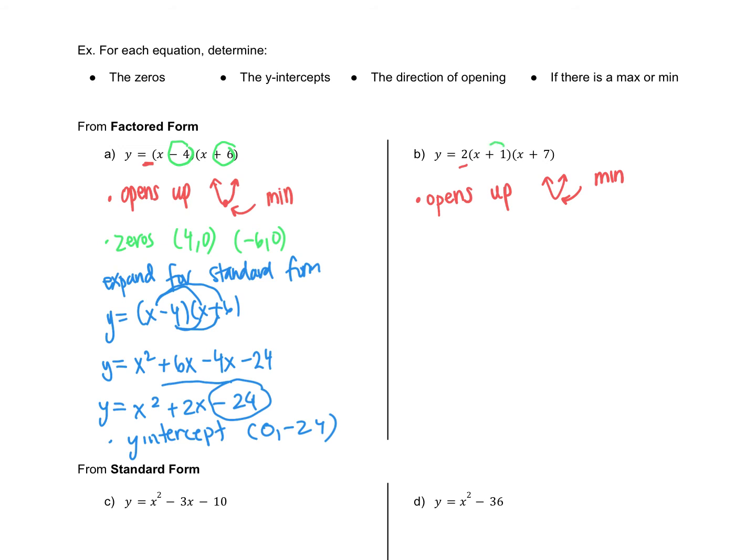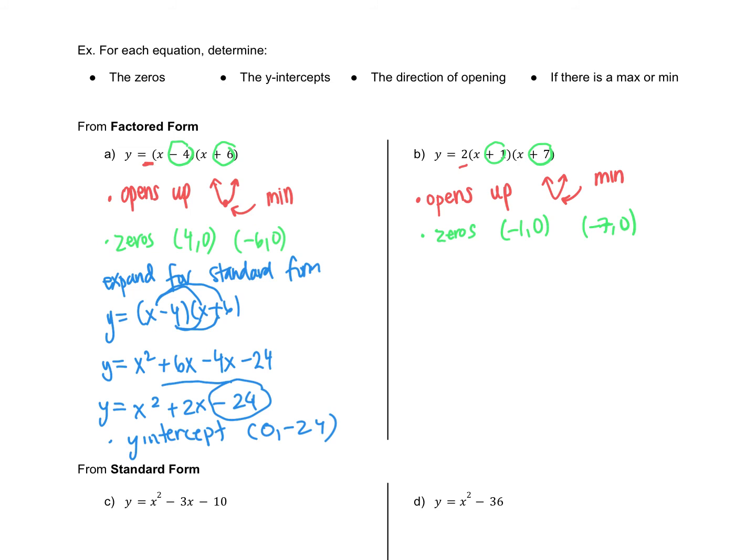My zeros, both the numbers in the brackets are positive. So that means our zeros are both going to be negative. So instead of +1, -1. Instead of +7, -7. Okay.